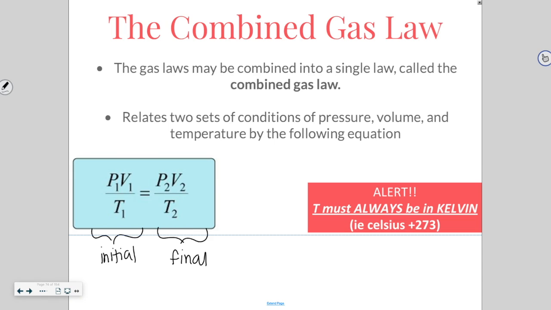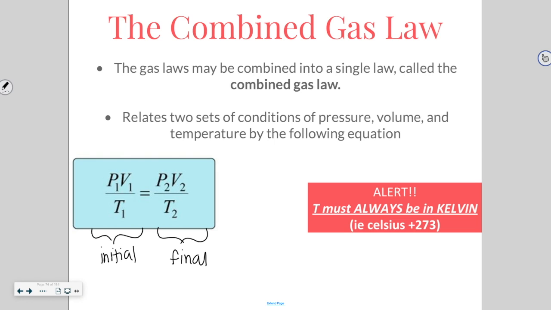So remember, temperature must always be in Kelvin. When you are working out gas law problems, temperature has to be in Kelvin. So remember, that is Celsius plus 273. At no point during Unit 6 will you plug in temperature as Celsius. All right, you must always be in Kelvin.